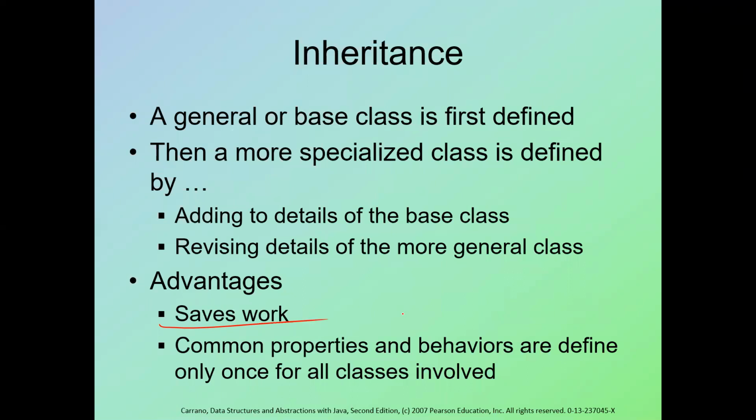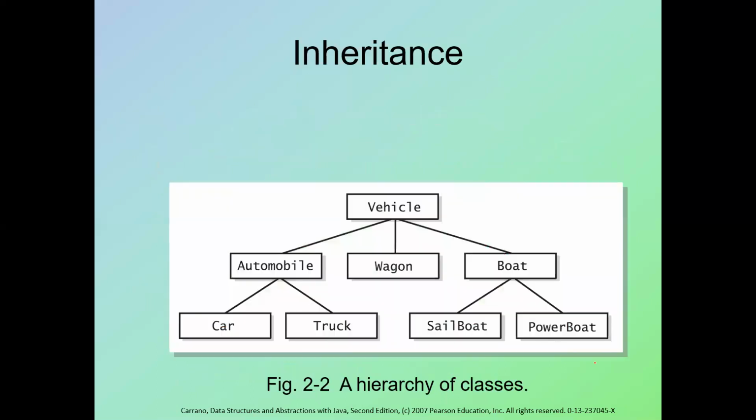And if you have to modify things, you can modify the base class, and when you recompile everything, it gets all those modifications automatically. So it really makes it easy. And that way, you only have to define certain properties and behaviors once for all the classes involved. You don't have to keep reinventing the wheel.